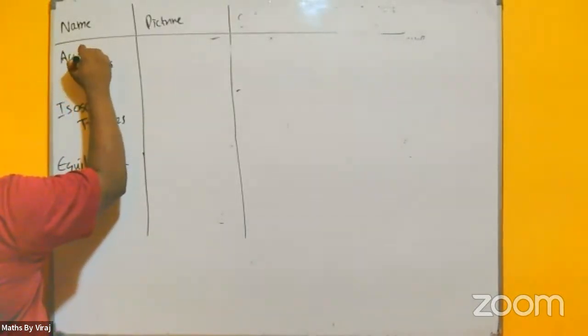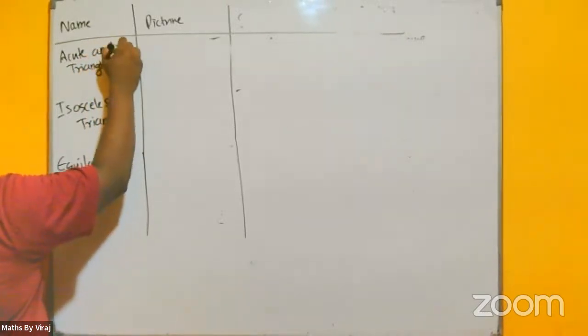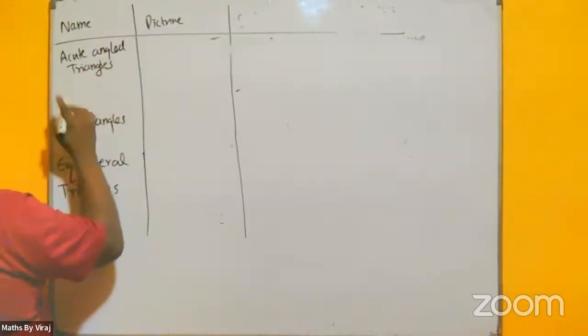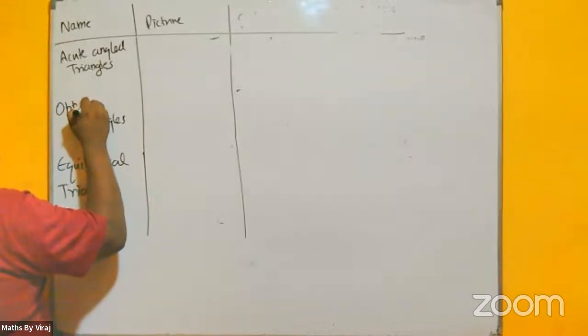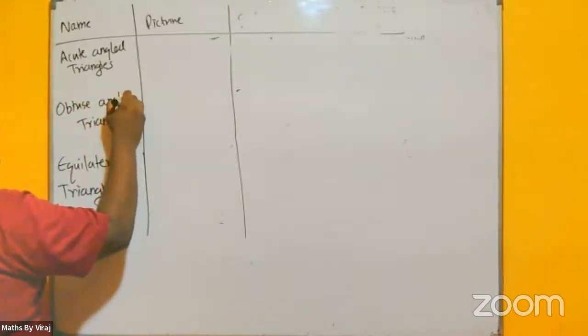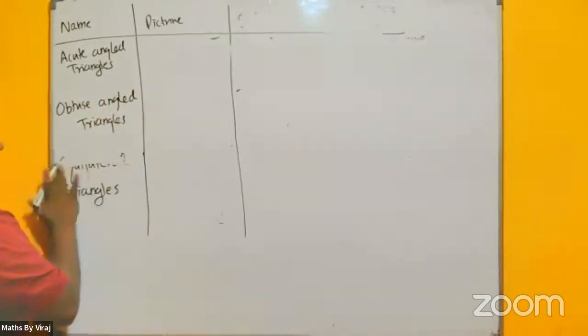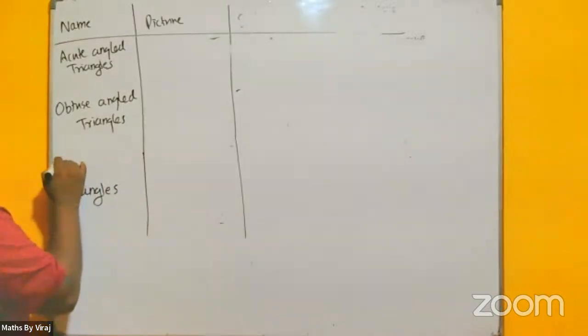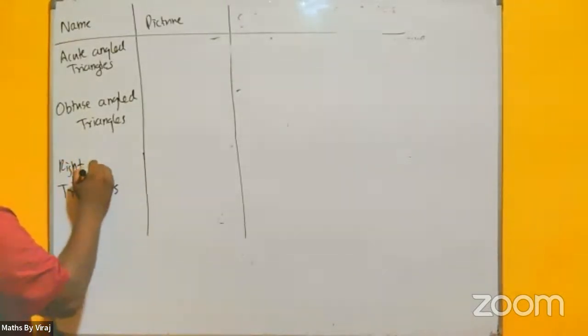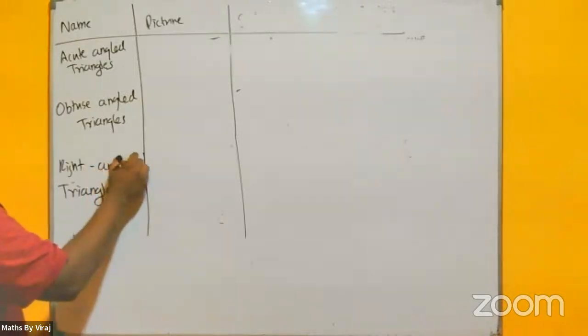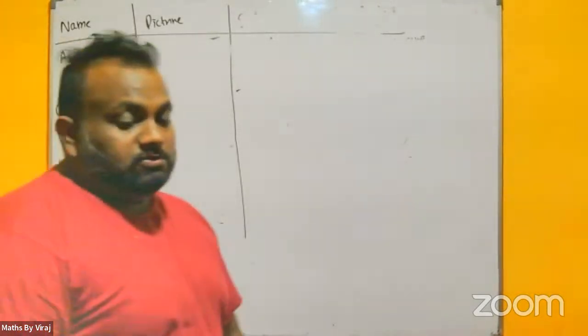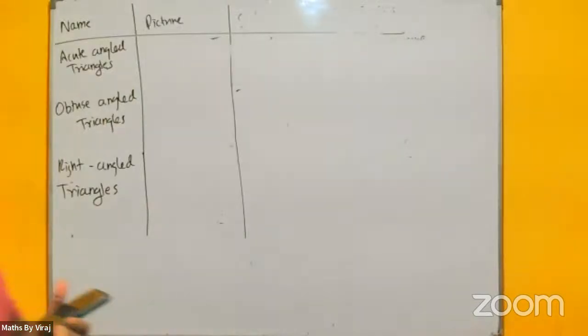Acute angled triangles, obtuse angled triangles, right angle triangle. Now, what are these three? Tell me. Now, acute angle triangles, obtuse angle, right?